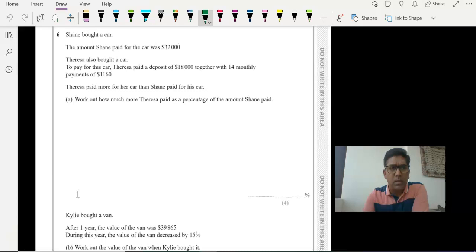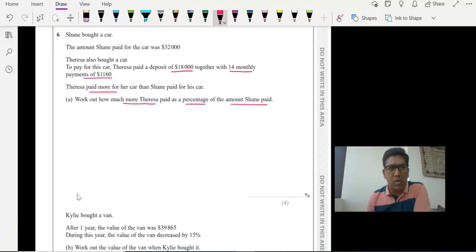Shane bought a car. The amount Shane paid for the car was 32,000. Teresa also bought a car. To pay for this car, Teresa paid a deposit of 18,000 together with 14 monthly payments of 1160. Teresa paid more for her car than Shane paid for his car. Work out how much more she paid as a percentage of the amount Shane paid.